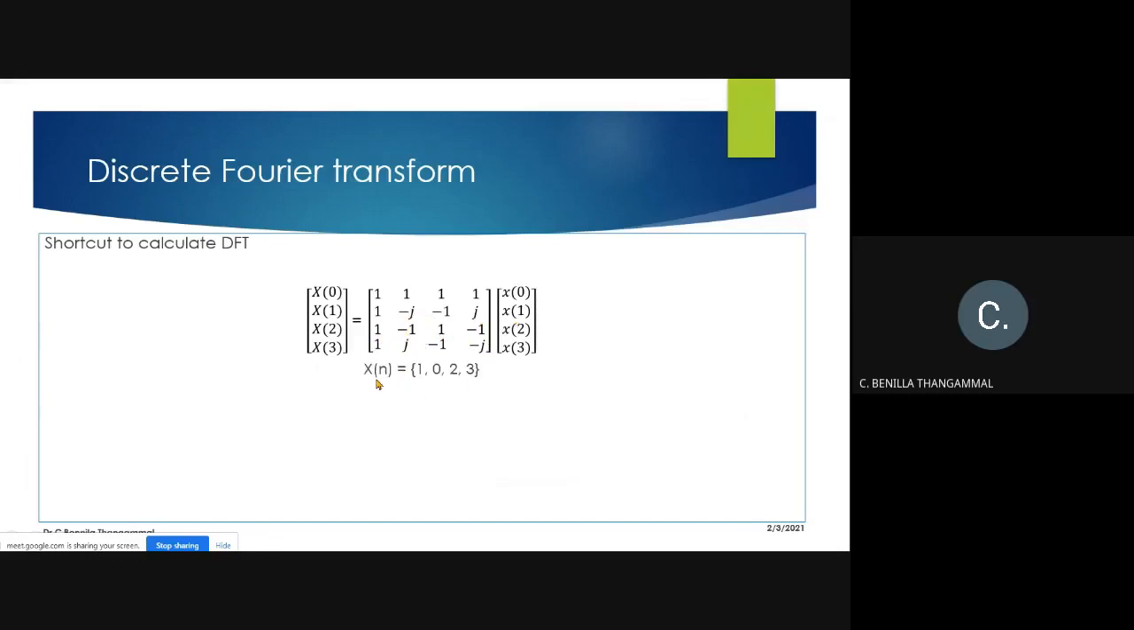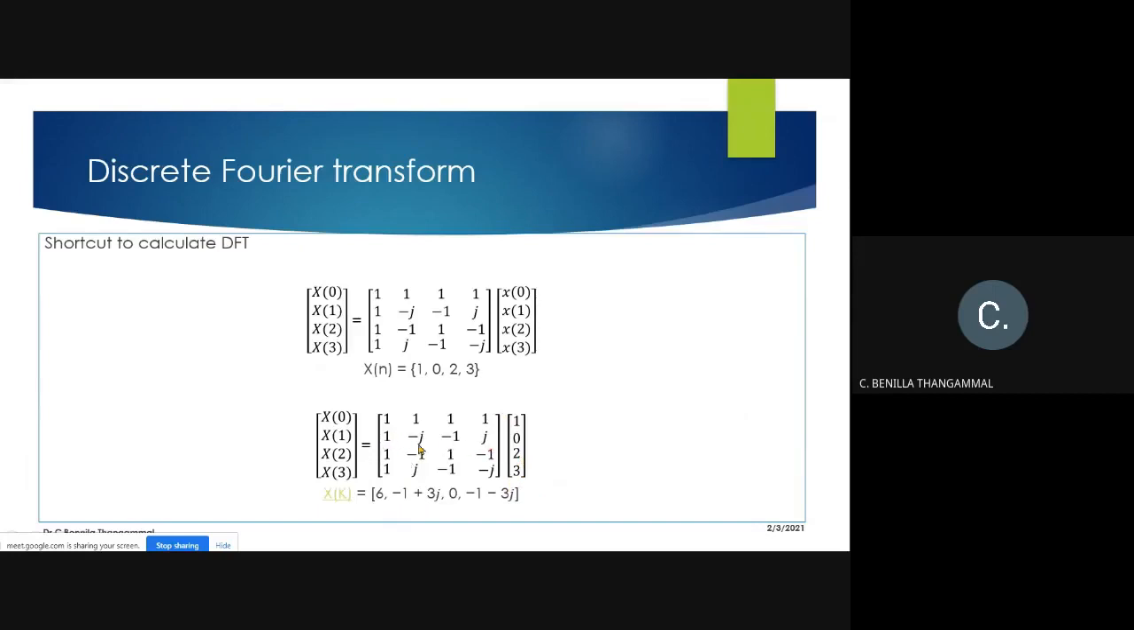So here they have given your x of n as 1 0 2 3. So I just substitute your x of 0, 1, 2, 3 as 1, 0, 2, 3. Then take the first row, multiply with the column. The second row, multiply with the column. Third row, multiply with the column. Fourth row, multiply with the column. So 1 into 1 plus 1 into 0 plus 1 into 2 is 2 and 1 into 3 is 3. So the first value will be 6. Right?